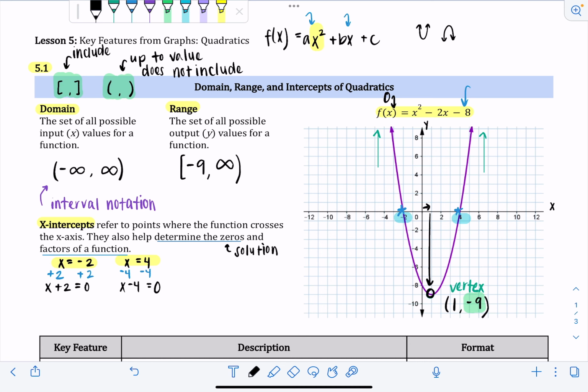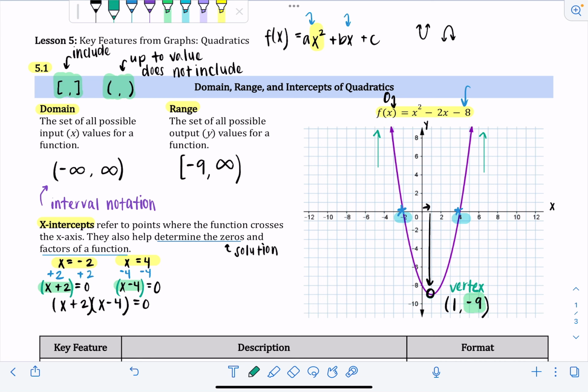Now I'm at the point where I would have taken my two factors and set them equal to 0 to solve. If I'm working backwards, the next step is to bring my two factors together. One would be x plus 2, one would be x minus 4. So x plus 2 times x minus 4. And then if my problem wanted my function or equation in standard form, I would FOIL it.